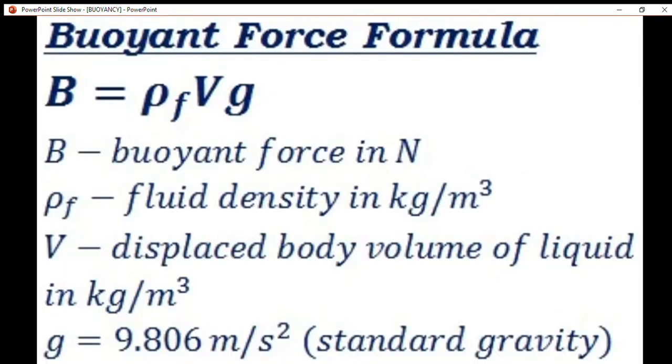Now let's see the equation for buoyant force. That is B = ρ_f × V × g. B is the buoyant force, ρ_f is the density of the fluid in kilogram per meter cube, V is the displaced volume of liquid in meter cube, and g is the acceleration due to gravity, that is 9.8 meter per second squared.